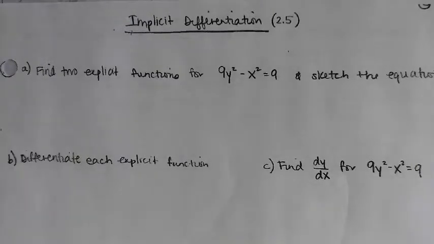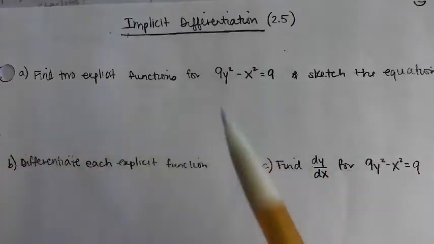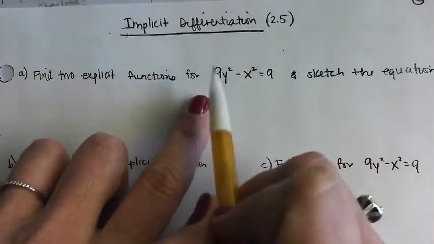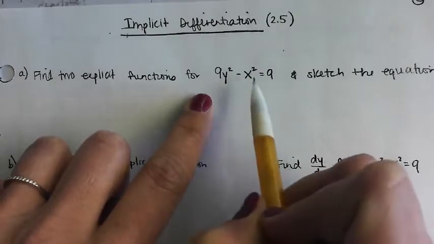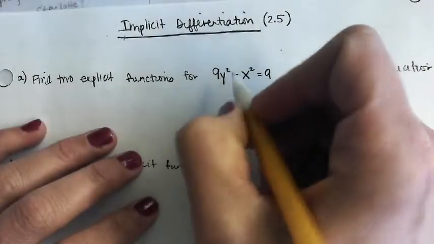Find two explicit functions. So this is more of an exploring activity. Finding two explicit functions means we're going to solve for y and make this calculator ready so that we can have two separate actual functions, because this in and of itself is not a function. It would fail the vertical line test. So we're going to write it as two separate functions by solving for y.